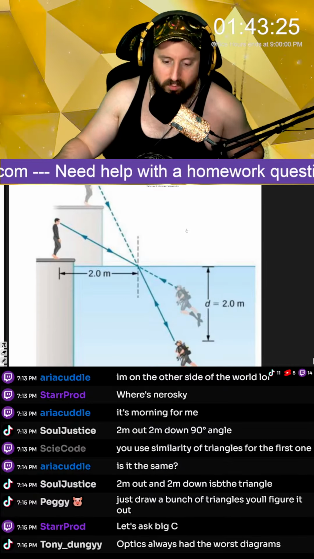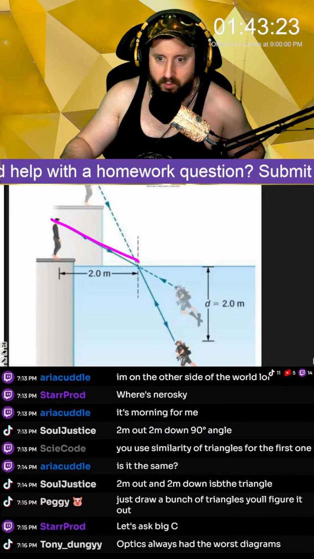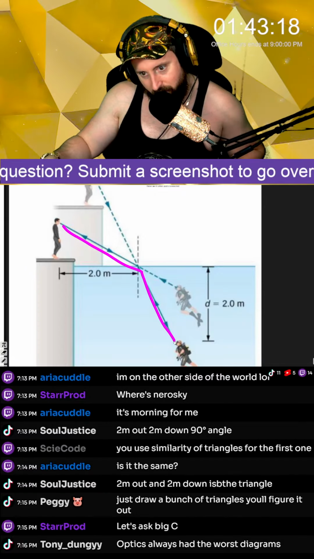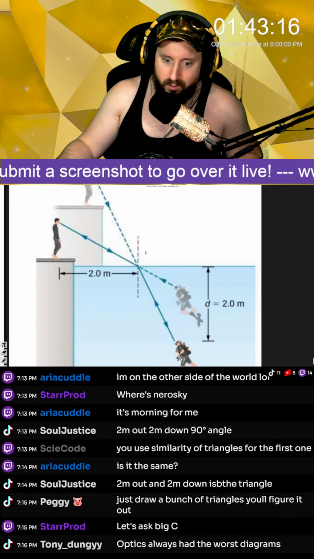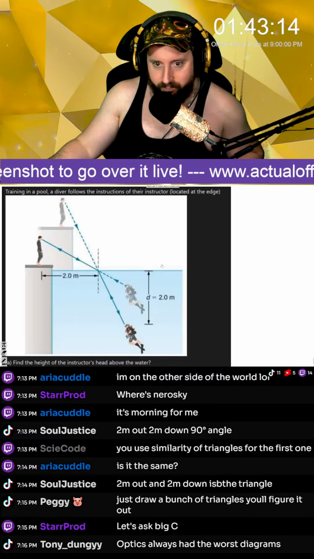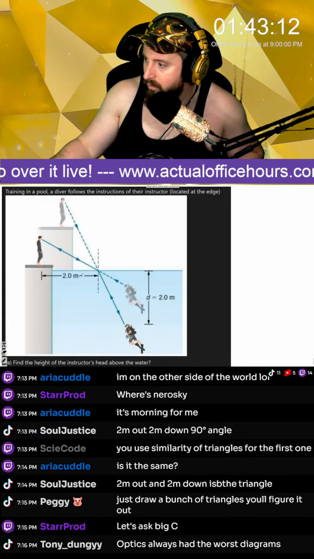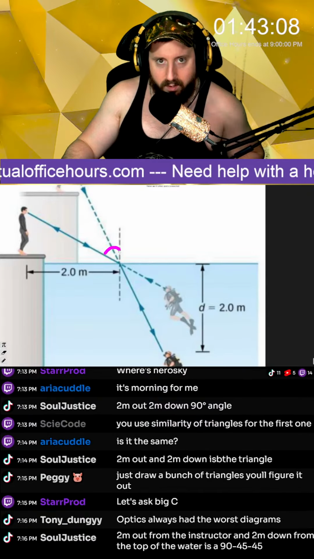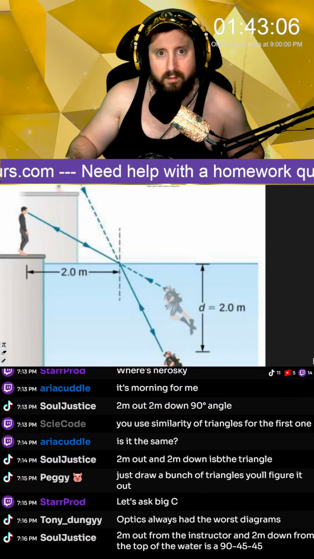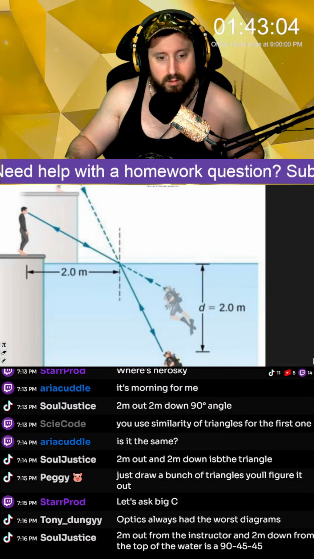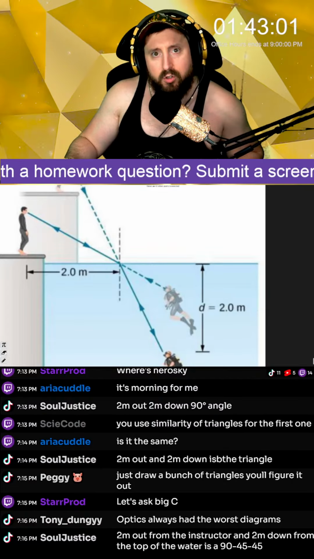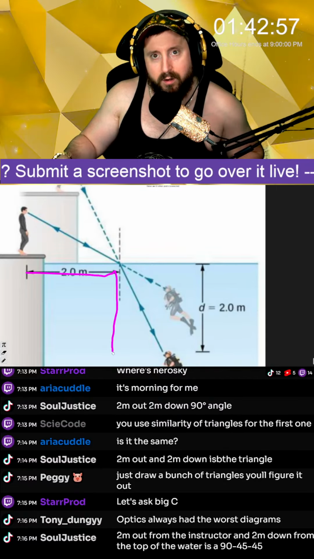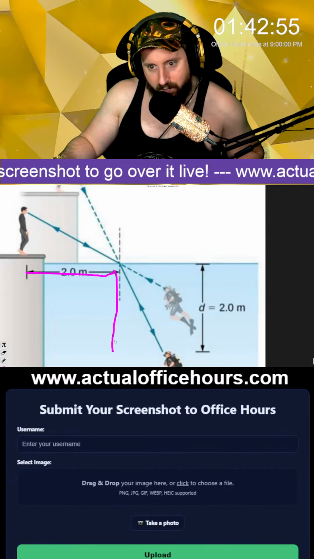Okay, I'm going to assume that light is doing this, right? Light's coming here and then it's bending, going this way, right? So by Snell's law, if this is like... Soul Justice said it's a 45, 45, 90. 2 meters out from the instructor and 2 meters down from the water is a 45, 45, 90.